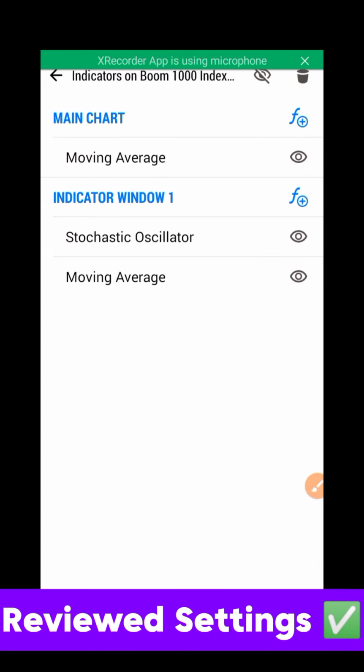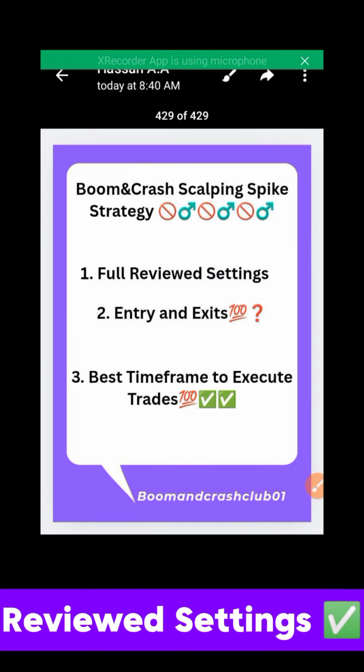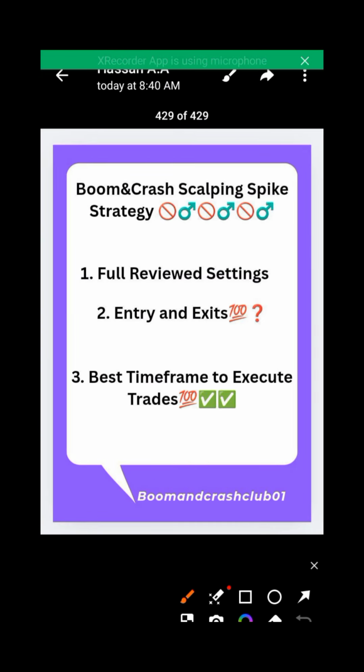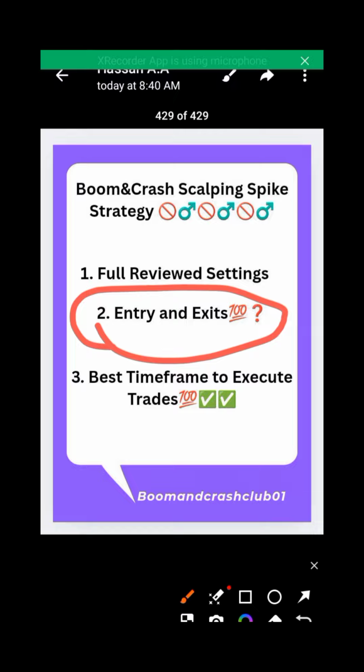So now, after I give you the review of the settings, let me move to the next on our list. The next on our list is we are going to talk about what are the main possible entry and exit points.